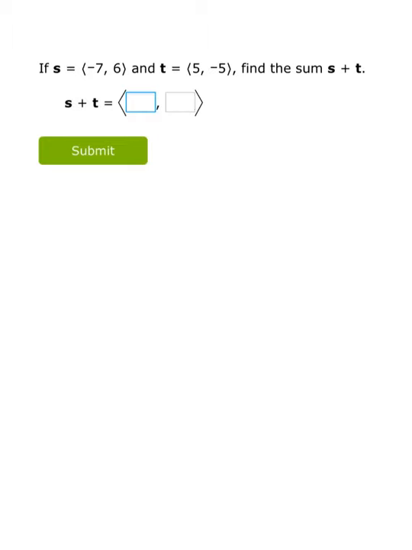They take away your graph and just give you the component forms of two different vectors, and then you have to find the sum. So this one is actually pretty simple. You don't have to graph it or anything. All you need to do is add the component form of each of the vectors to get your sum.